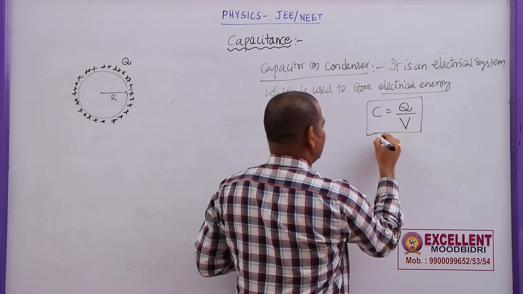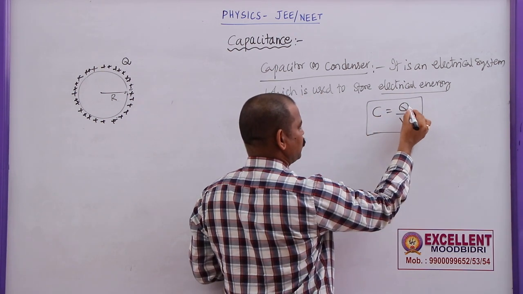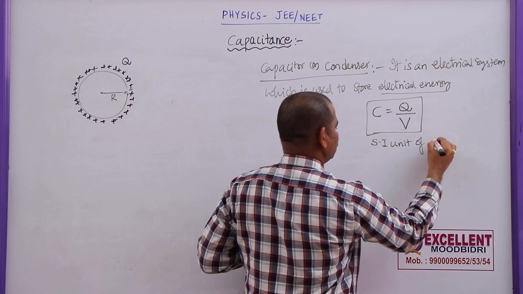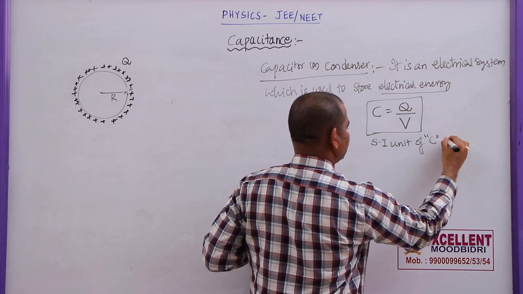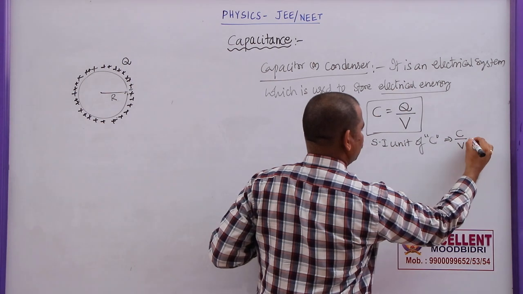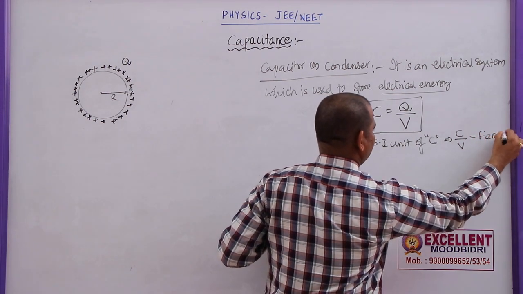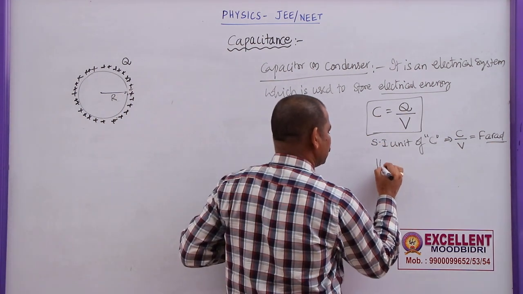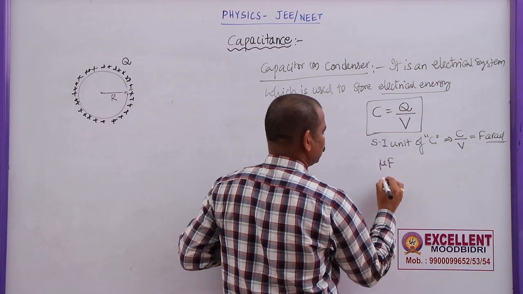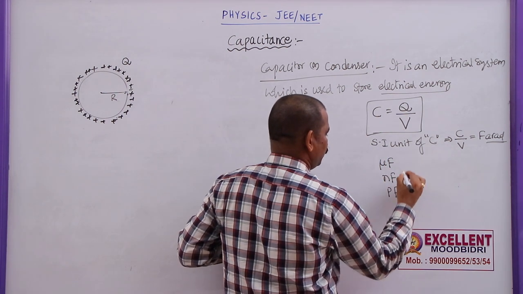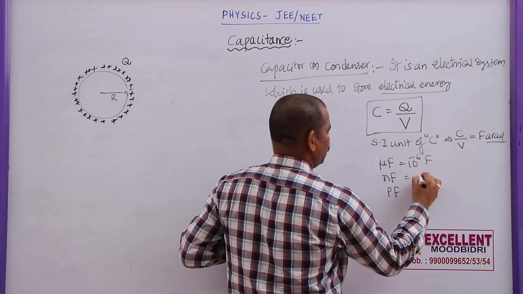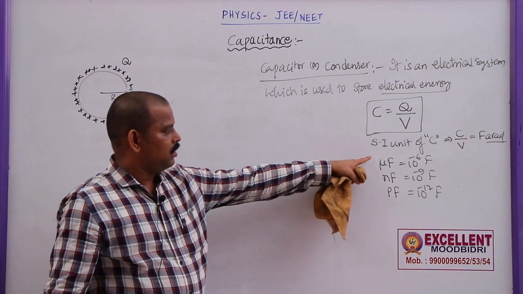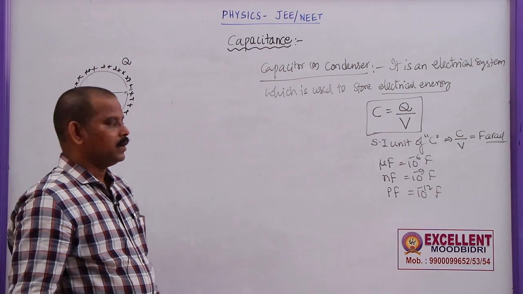Based on this, the capacitance is measured in coulomb per volt. So, the SI unit of capacitance is coulomb by volt, which is also known as farad. This is the SI unit of capacitance, but in general we use microfarad, nanofarad, picofarad, where these are 10 power minus 6, 10 power minus 9, 10 power minus 12. These are the generally used units to measure the capacitance of a conductor.